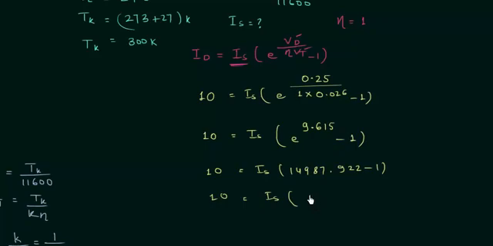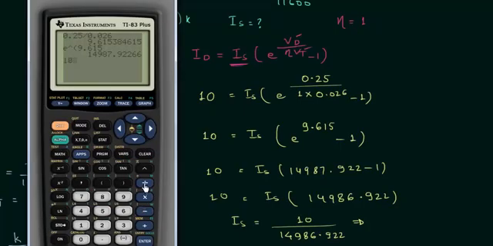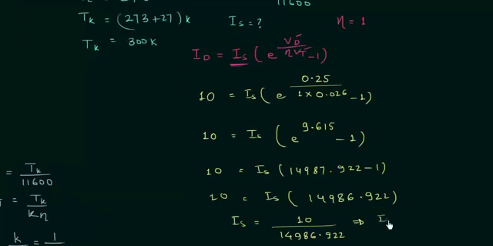So we have 14986.922, and Is, the reverse saturation current, is equal to 10 divided by 14986.922. In the next step we will divide 10 by 14986.922, and this will give us 6.67 multiplied by 10 raised to power minus 4 milliampere.